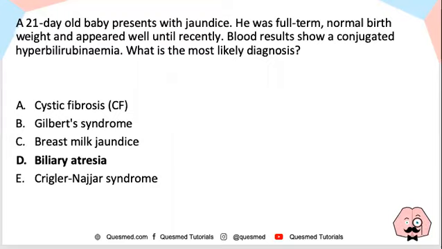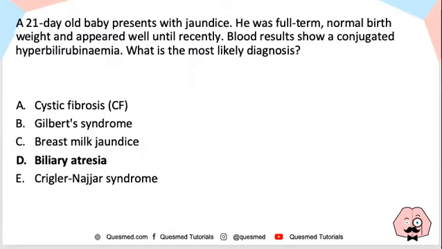The incidence is approximately 1 in 10,000 and may be associated with other congenital malformations such as intestinal atresia or imperforate anus. It's surgically treated with the Kasai procedure. However, many will also go on to require a liver transplant later in life. So Gilbert's syndrome would cause an unconjugated hyperbilirubinemia. It is an autosomal recessive disorder which results in impaired bilirubin metabolism.